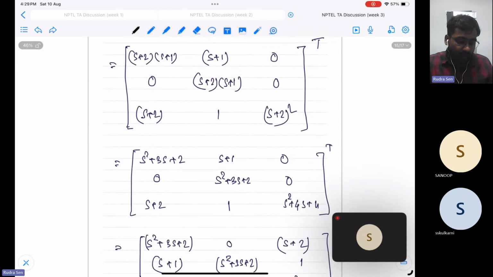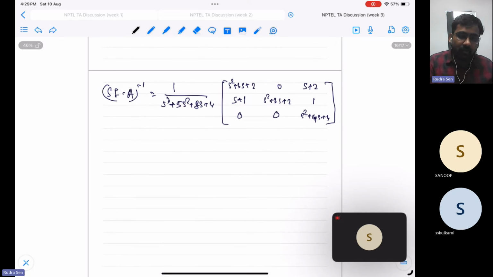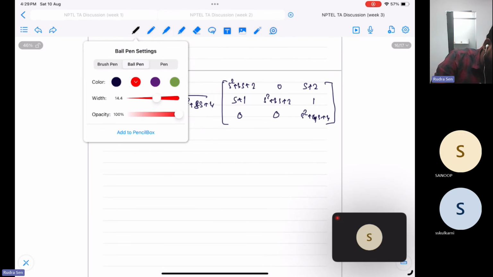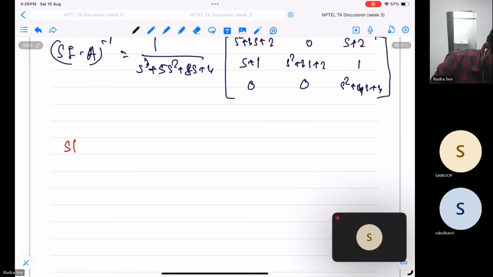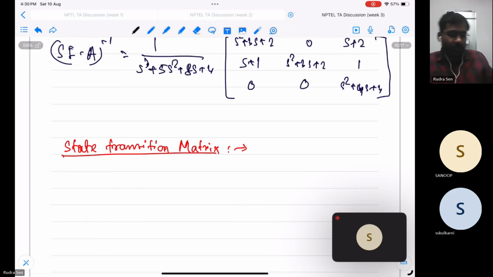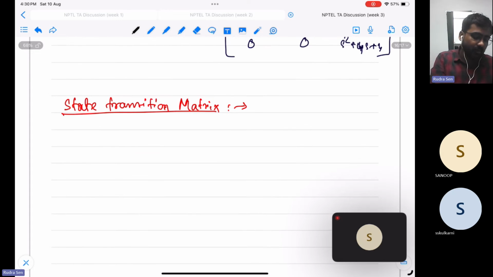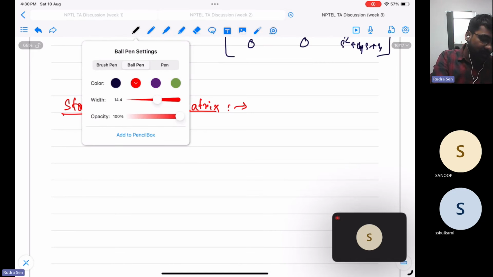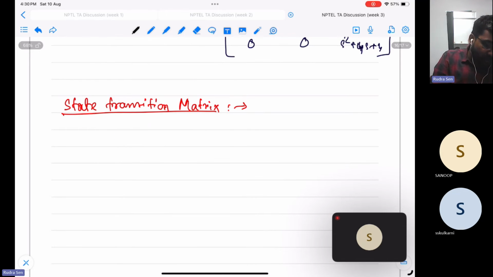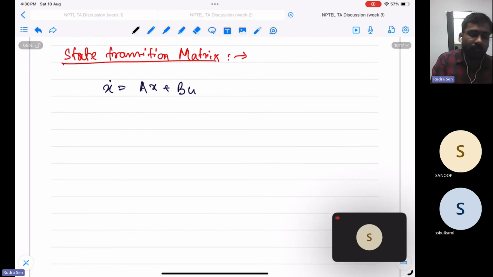Okay. Now the next thing is, what is the state transition matrix? So how to find out the state transition matrix? Now we know the system is x dot equals Ax plus Bu, right?